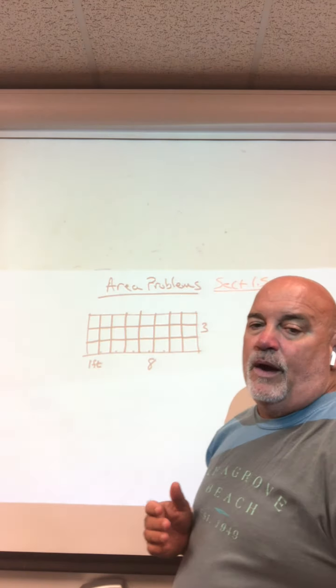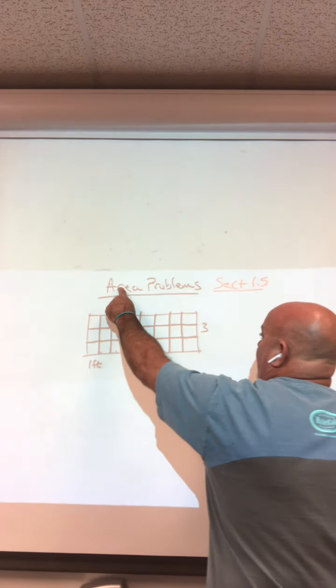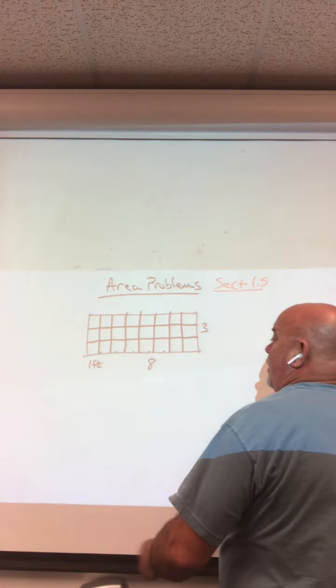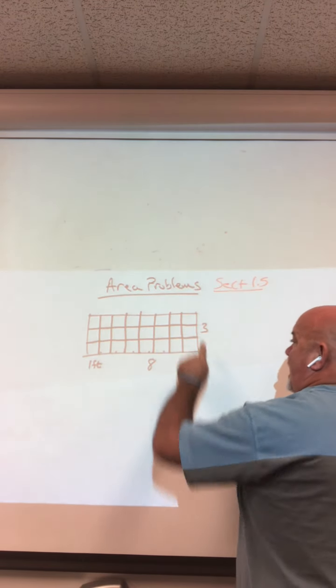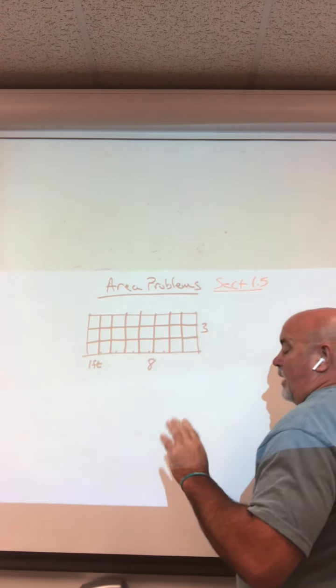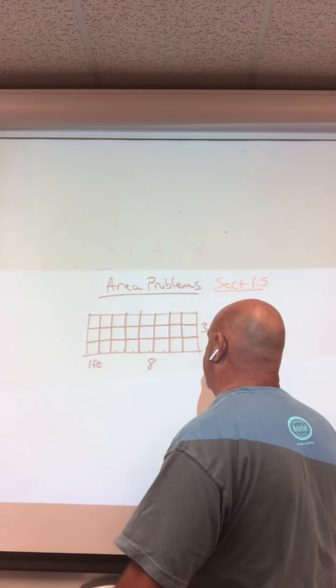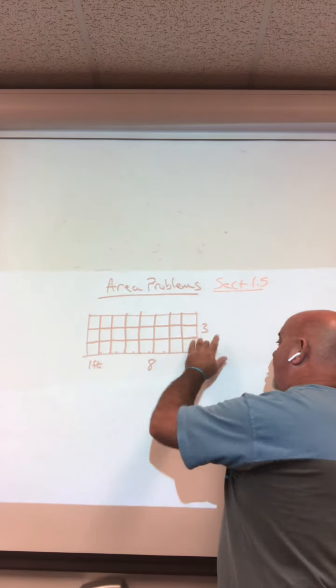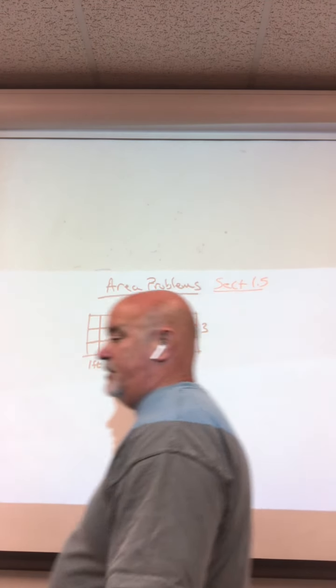Now, what's a quicker way to do that other than counting all of these squares? To get the area of any rectangle, you just simply multiply the length times the width. Now, that's not what you do with perimeter. Perimeter, you have to add all 4 sides. But the area of a rectangle, you just simply multiply the length times the width.